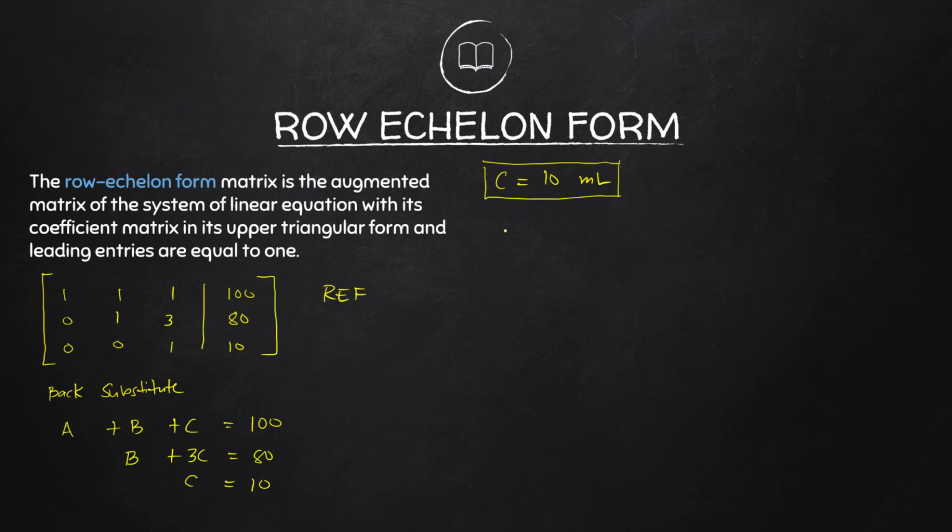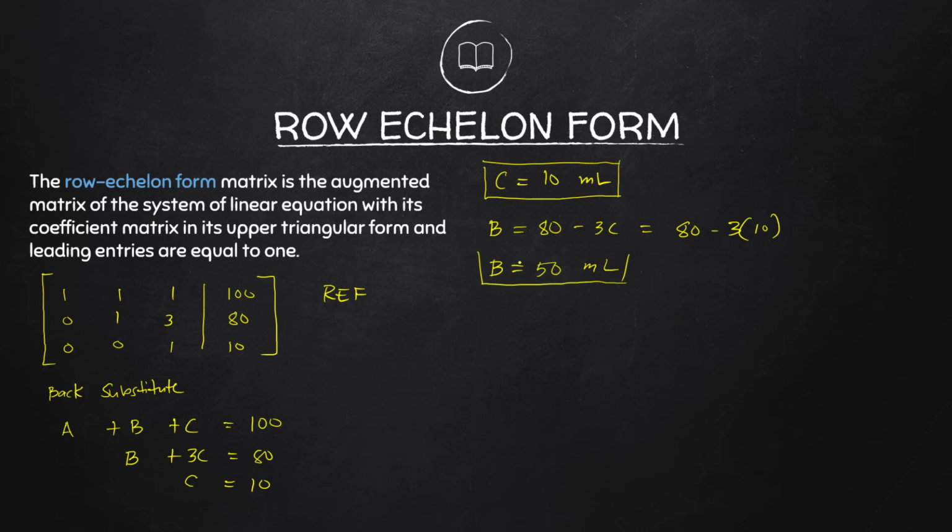For the value of B, we can use equation 2. This would be 80, transpose 3C to the other side. This will become negative 3C. This is 80 minus 3 times 10. And you will arrive with the value of B equal to 80 minus 30, which is 50 ml.